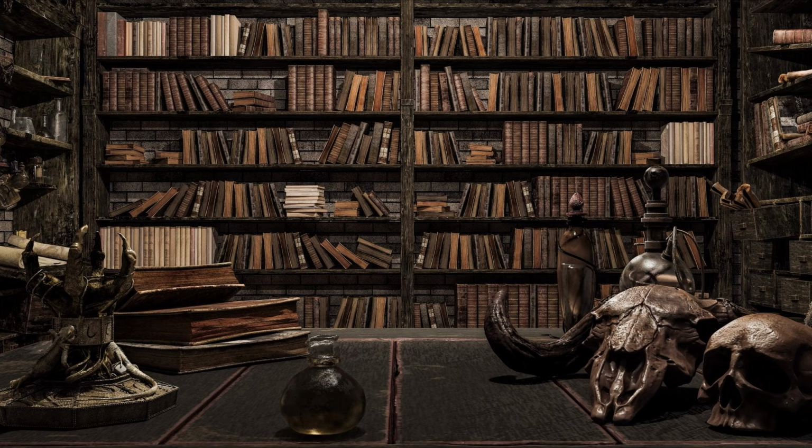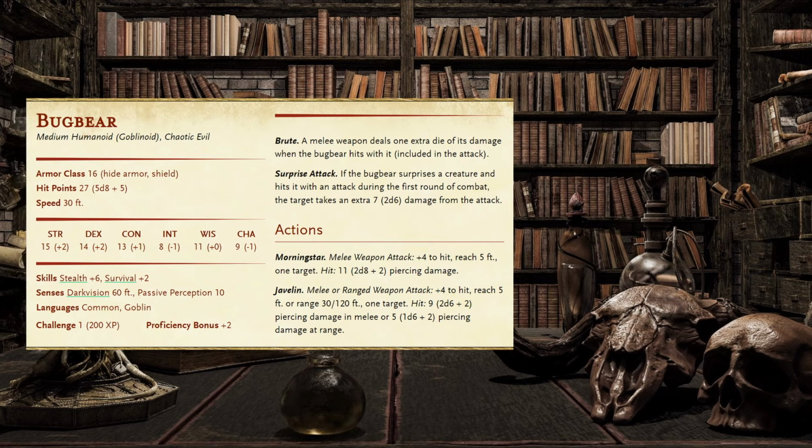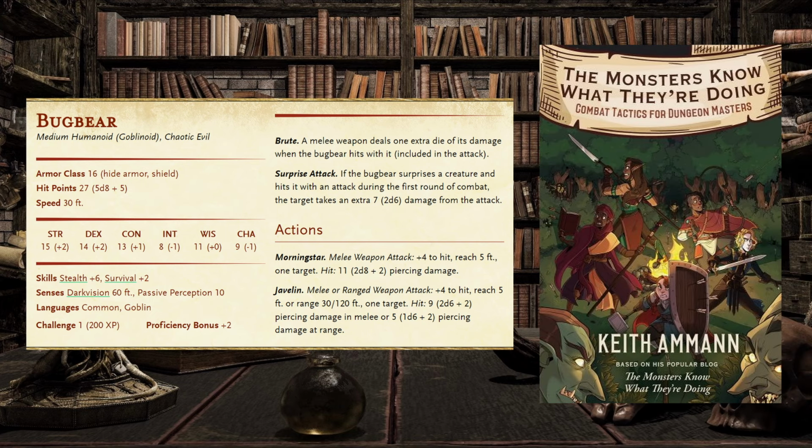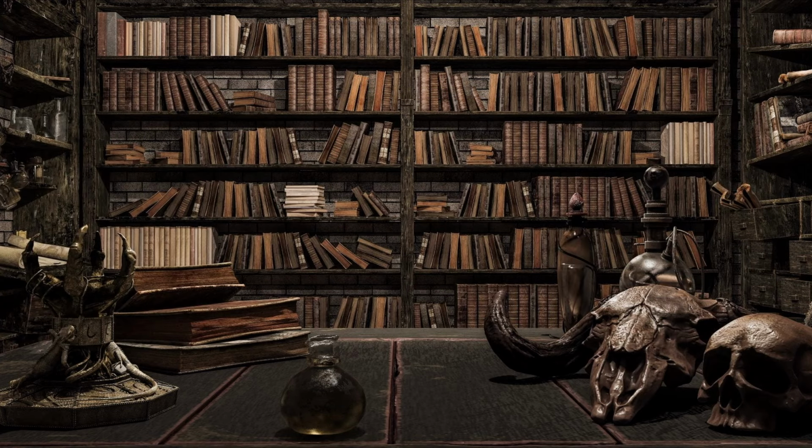Well, we'll need to take the lore and stat block of the bugbear and compare that with how that information is intended, referencing tactics and interpretations from The Monsters Know What They're Doing by Keith Amon. Let's start by going through Amon's key assumptions one by one and relating them to the bugbear as we go.